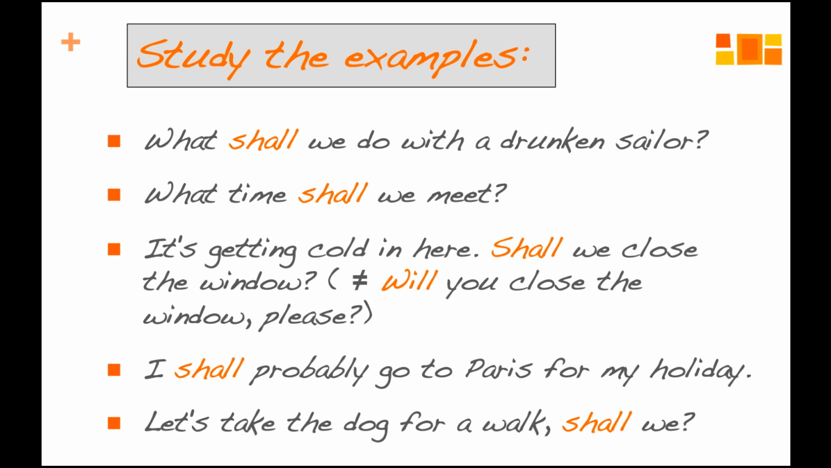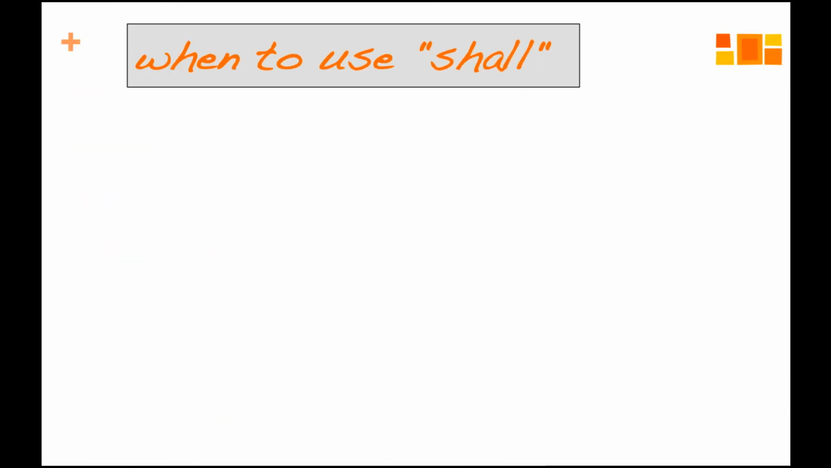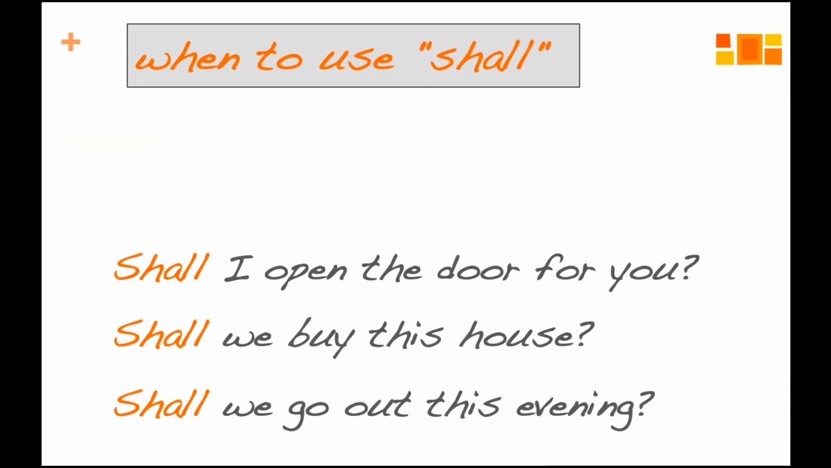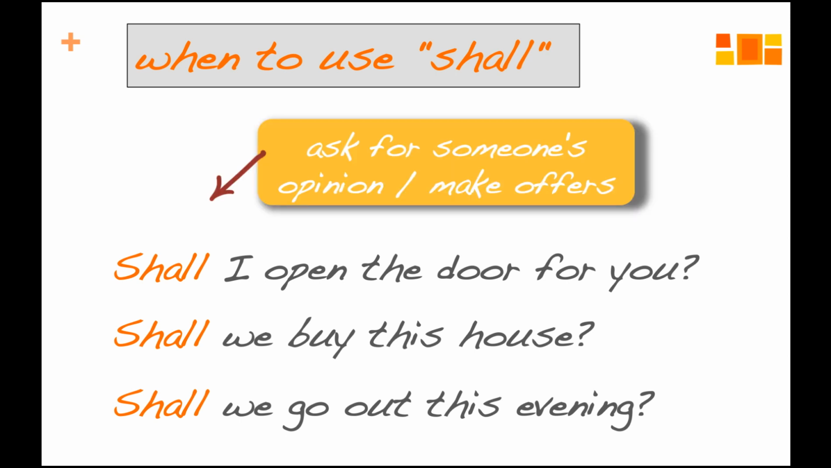And now let's have a look at this in a bit more detail and let's try to find some rules. Three typical questions for shall. Shall I open the door for you? Shall we buy this house? Or shall we go out this evening? Use shall in questions when you're asking for someone's opinion or when you're making somebody an offer.